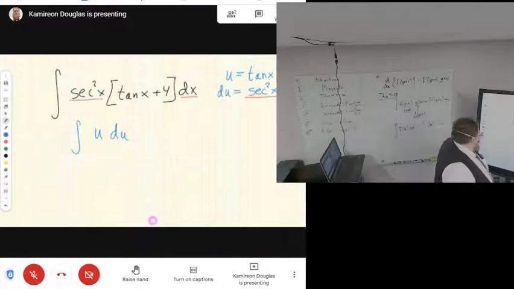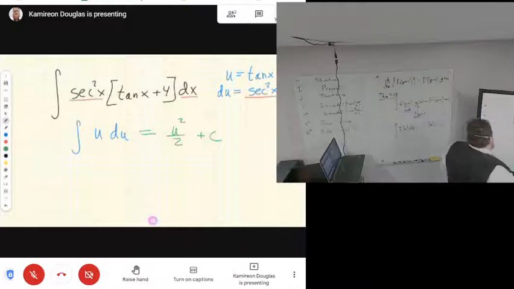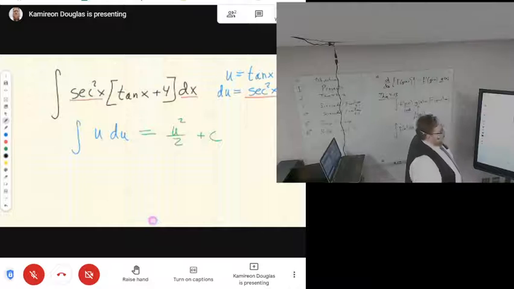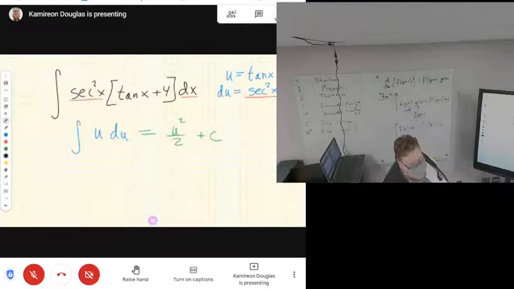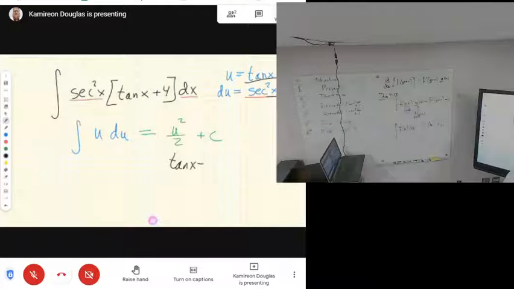Let's integrate. Once you've got your function rewritten, it's just a matter of integrating. So I use the power rule. This would become u squared over 2 plus C. I don't like having a function in a different form than what I started with. So I take the u that I used to have as tangent of x plus 4, and I put it back in. Tangent of x plus 4, squared, over 2 plus C.